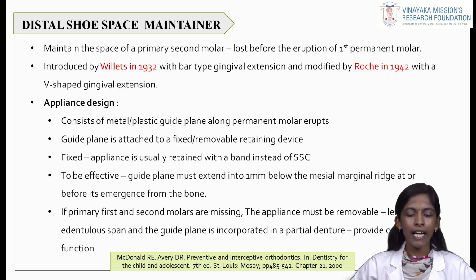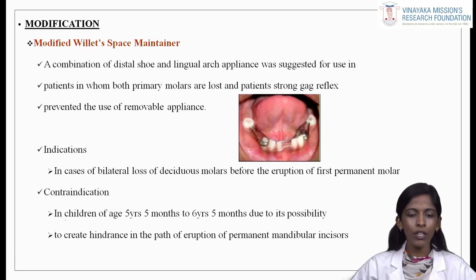To be effective, the guide plane must extend 1 mm below the mesial marginal ridge at or before its emergence from the bone. If primary first and second molars are missing, the appliance must be removable, the length of the edentulous span permitting, and the guide plane is incorporated in a partial denture which provides occlusal function. Modifications of the distal shoe include the modified Willets space maintainer.